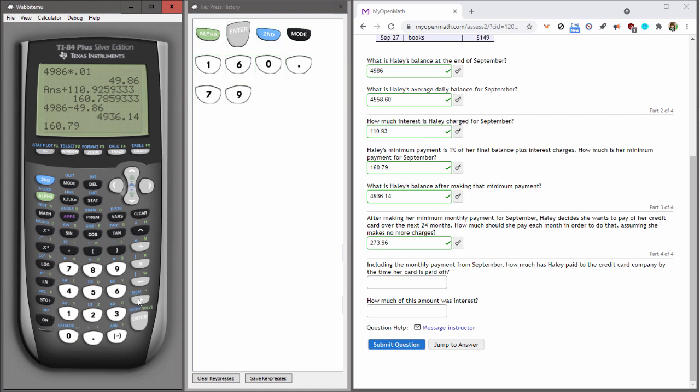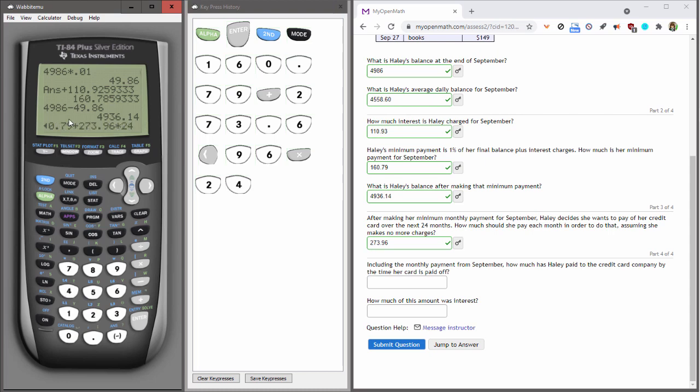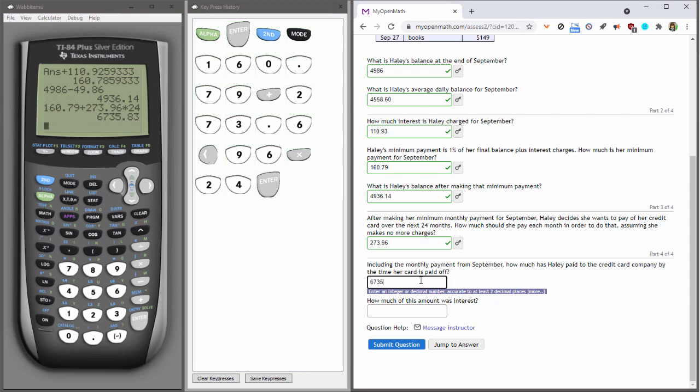And then she made these monthly payments of $273.96. And she did that 24 times. So she made the September minimum payment and then the monthly payments to pay it off. So she paid a total of $67.35.83. How much of that was interest?